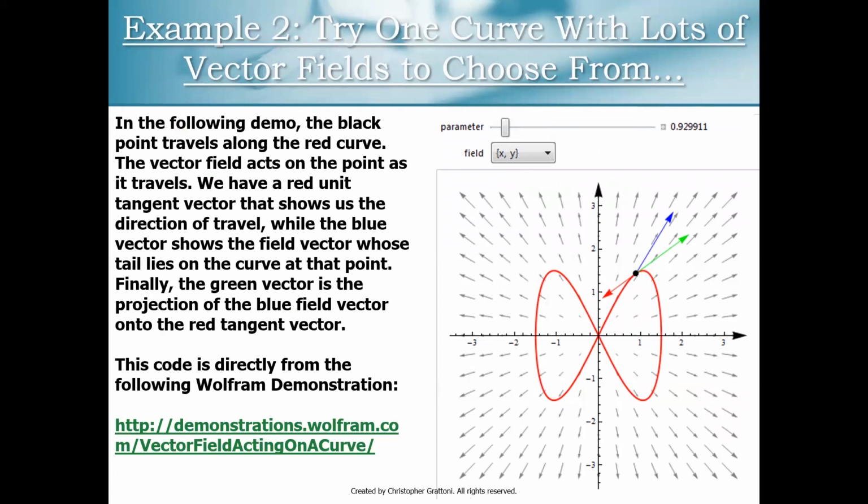As you play with that Wolfram demo, if you do choose to download the free Wolfram player and experiment with it, you can change the vector field. And I believe you're able to change the curve as well. Then as you drag this slider, you're imagining that this train is going around the train track. At each point, you can look at the tangent vector and at the tangent and normal components of the field vectors and see basically how that vector field is acting upon that curve.